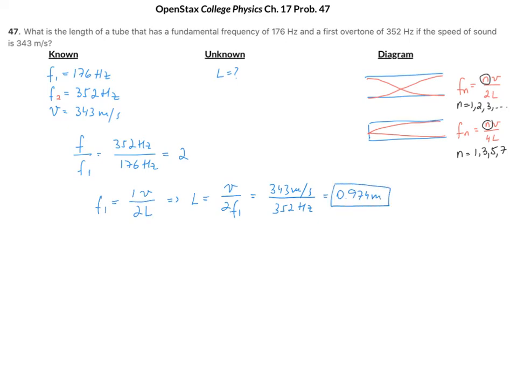Now I said that I could have used the other one as well, so I would have had f2 is 2v over 2L. So that means that L would be v over f2. So that is again 343 meters per second divided by 352 Hertz, and that comes just from the f2, and that's again 0.974 meters. So I could have used either one of the frequencies that we were given.